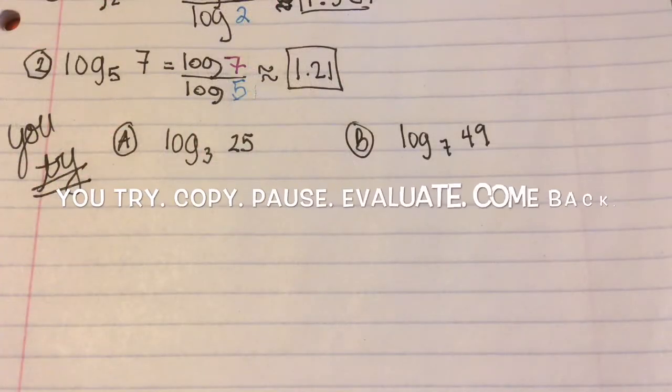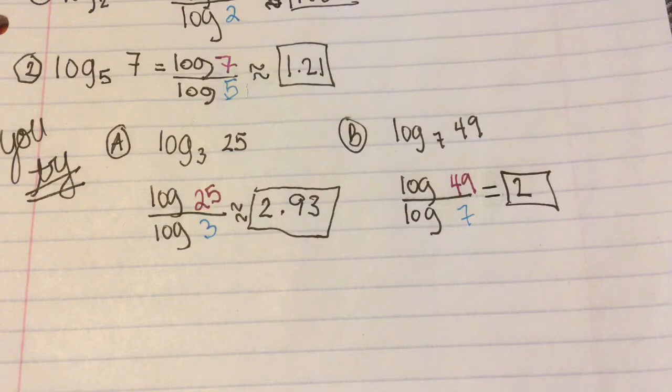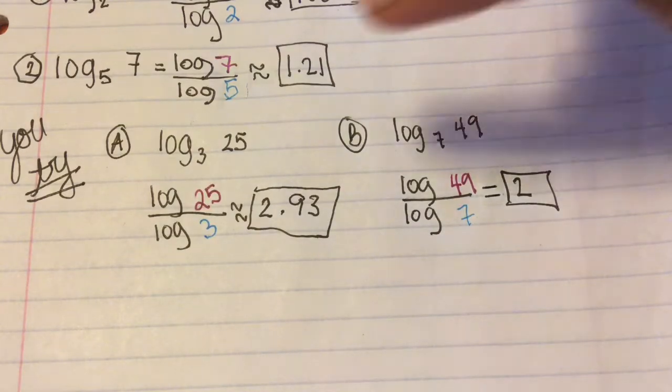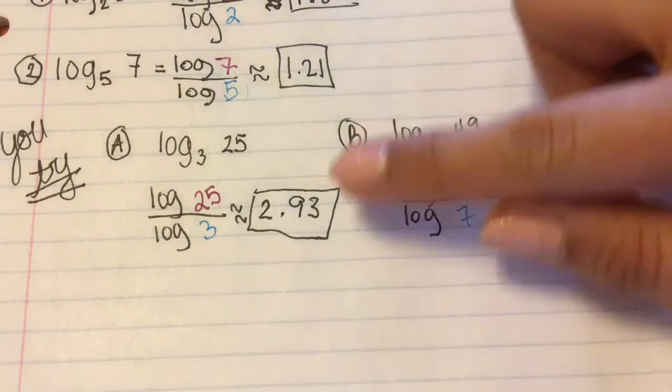Okay, here's a couple for you to try. Go ahead and copy these down, pause the video, and come back when you're done. Okay, here's your answers. For this first one, notice how I put the estimated equal sign because it was a never-ending, gross, irrational number in my calculator.